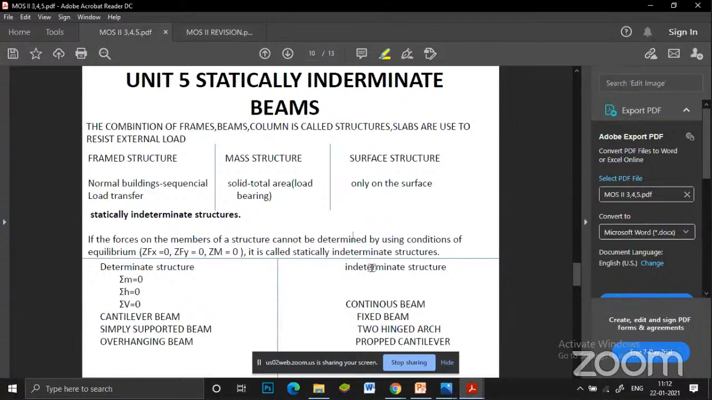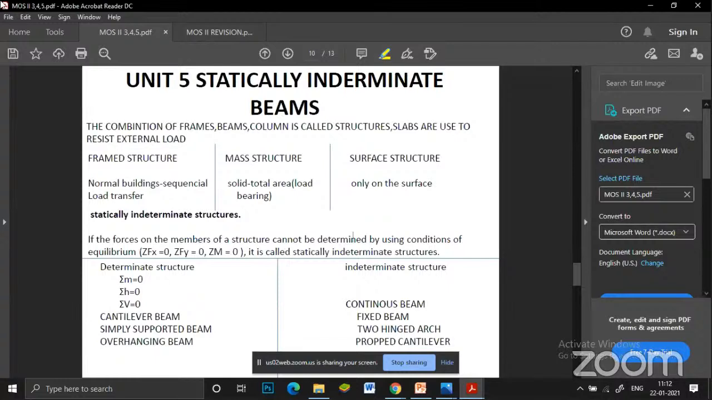What is a mass structure? Mass structure is nothing but a total solid area to bear the load. It is also called a load bearing structure. The next thing is, what is a surface structure? Only on the surface. For example, a surface structure is nothing but an umbrella.